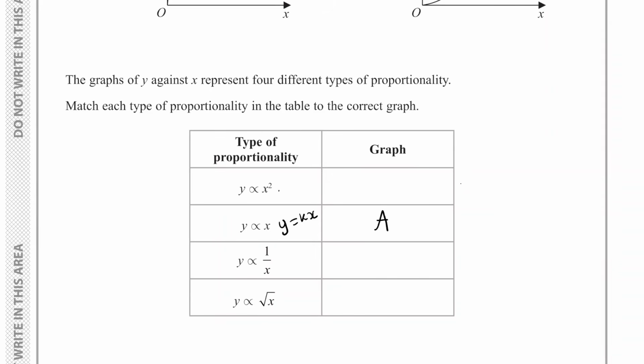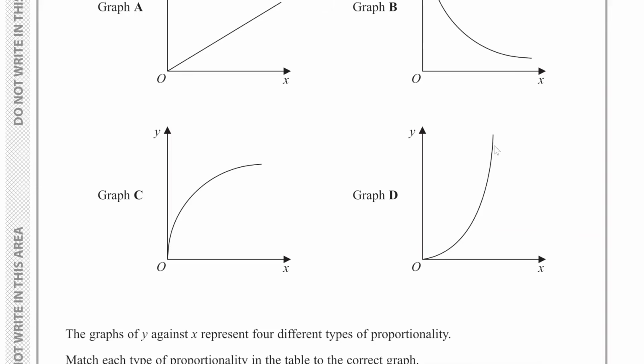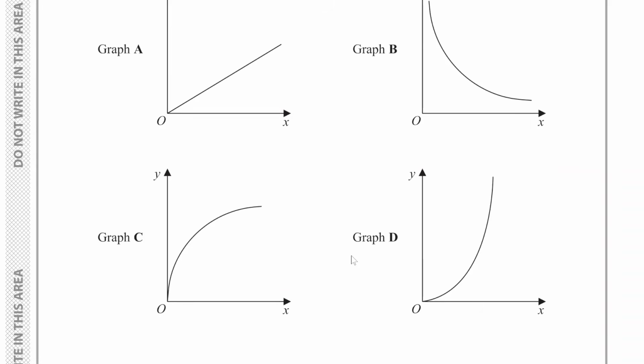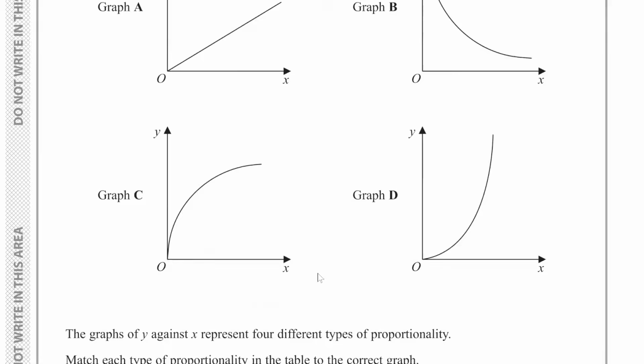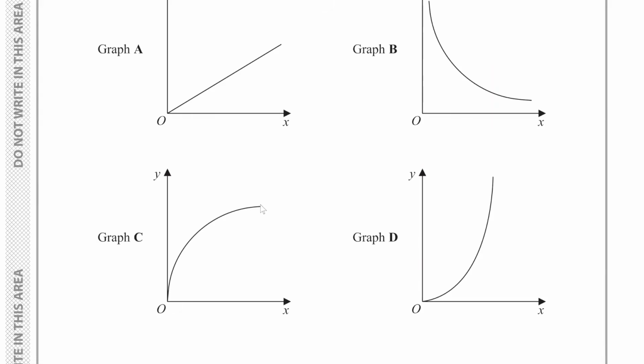The x squared one, y equals kx squared. Y is proportional to x squared. It's going to be a normal x squared graph, which is graph D. Y equals k over x. That's the graph of y equals 1 over x. That's graph B that takes that shape. And the last one is our square root x graph, which is graph C.